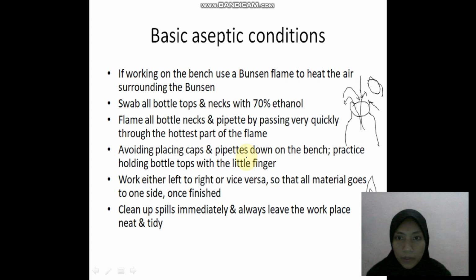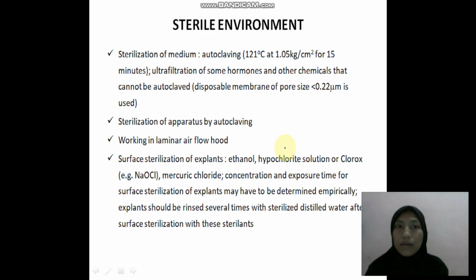And avoid placing caps and pipettes down on the bench. Every time, the same thing goes for your everyday activities. You should not put the bottles down on the bench, because you want to practice cleanliness and clean the spills. Okay, sterile environment.